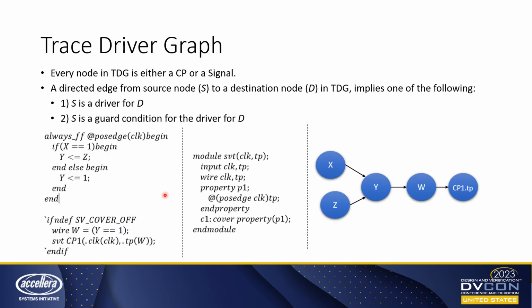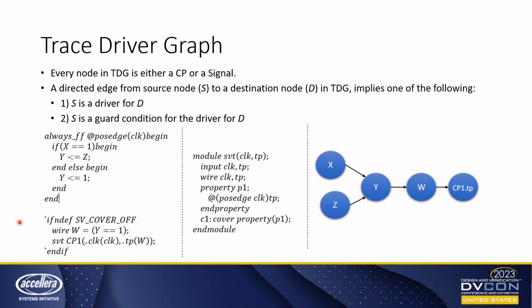In order to define concepts such as neighborhood and association between two cover properties, we need to introduce the notion of a trace driver graph. And the trace driver graph is nothing but a high-level abstraction of the underlying RTL. So let's explain this with an example.